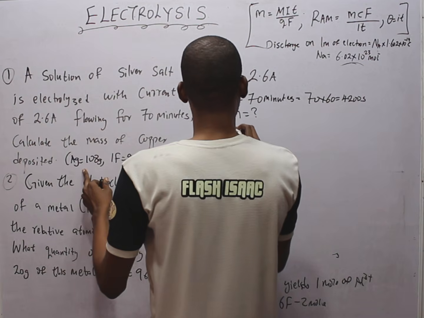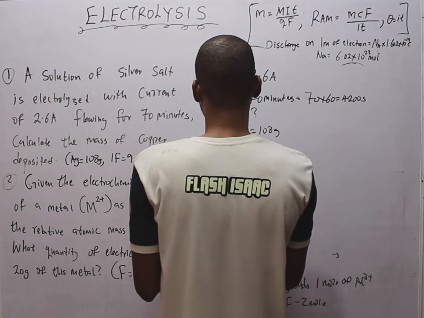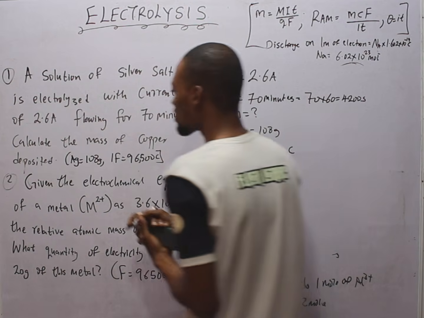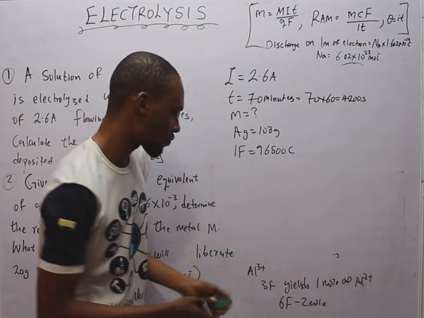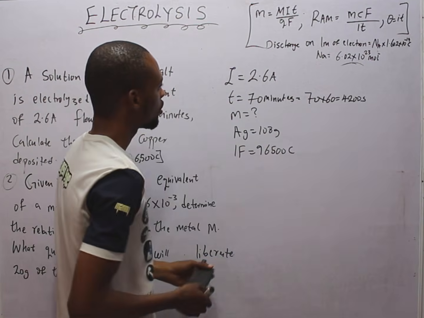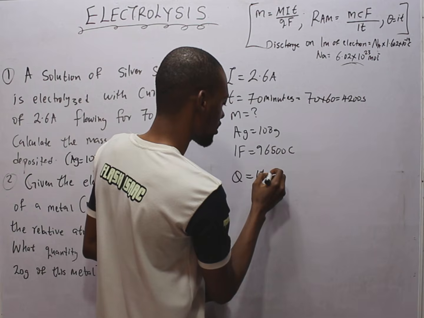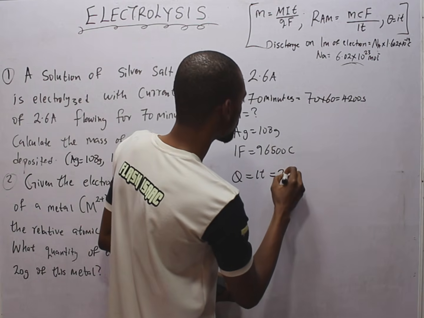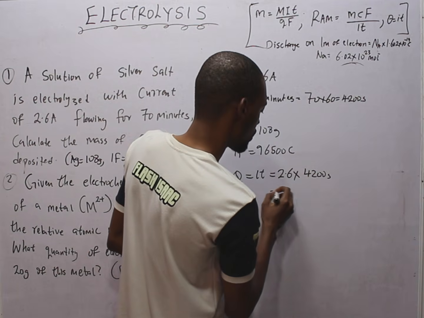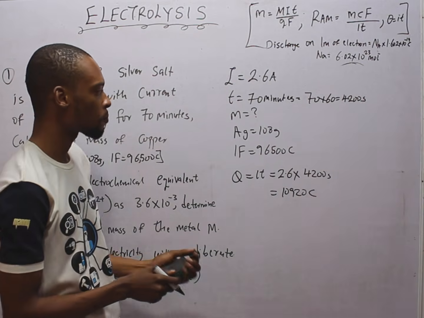The molar mass of silver, Ag, equals 108 grams, and 1 Faraday equals 96500 coulomb. So we are looking for the mass of silver that is deposited. Now look at this. This is current times time. So Q is simply equals IT, and it's equals 2.6 times 4200 seconds, which is 10920 coulomb. So this is the quantity of electricity passed.